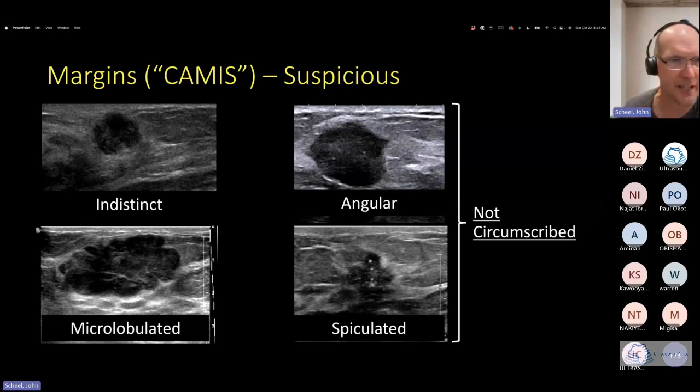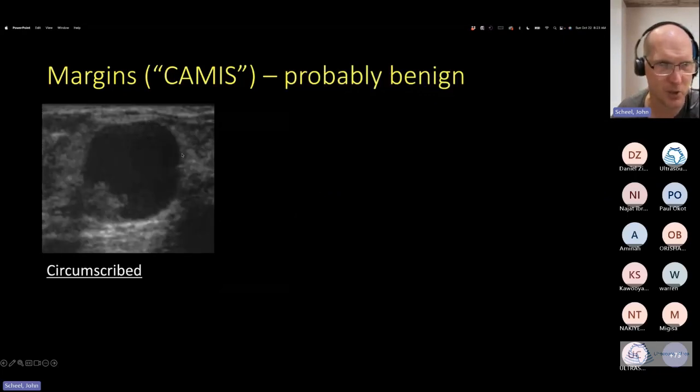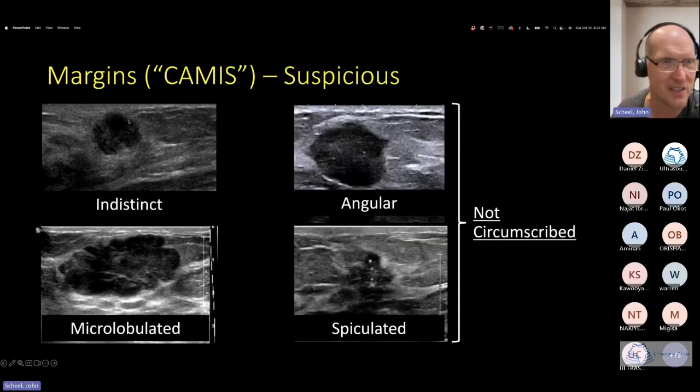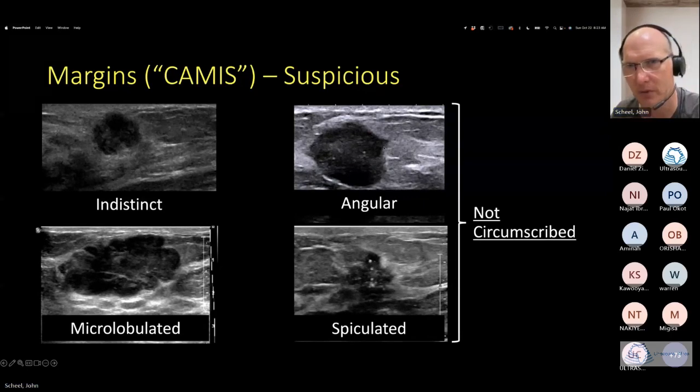So just briefly, here is circumscribed. You can see how sharp the margins are. Whereas with indistinct, you don't really know where this mass ends and where the breast tissue starts. It's very shaggy. It looks very spotty, and that's indistinct. Angular, in the upper left corner, is the sharp corners coming out.